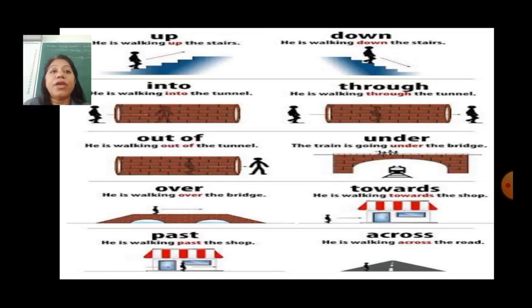Up, he is walking up the stairs. He is walking down the stairs. He is walking into the tunnel. He is walking through the tunnel. He is walking out of the tunnel and the train is going under the bridge. He is walking over the bridge. He is walking towards the shop. He is walking past the shop. He is walking across the road.